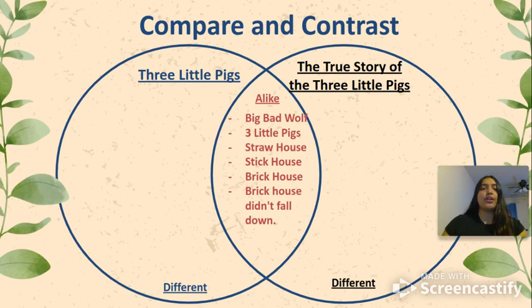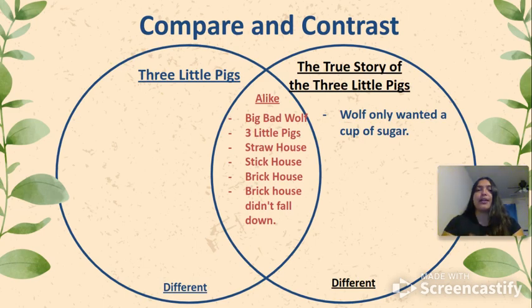All right, now we're going to do the things that only happened in the true story of the Three Little Pigs that didn't happen in the original. Good. The wolf only wanted a cup of sugar. What else happened in the true story of the Three Little Pigs that did not happen in the original story of the Three Little Pigs? Yeah, the first and the second pig die in this story, but in the story that we read yesterday, all three pigs still lived, and they lived happily ever after.